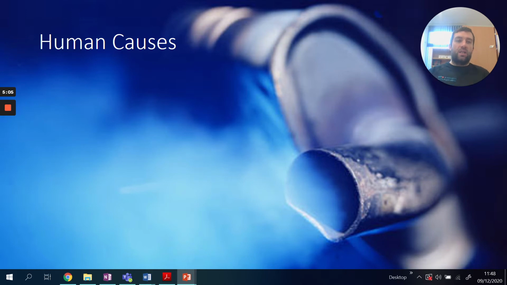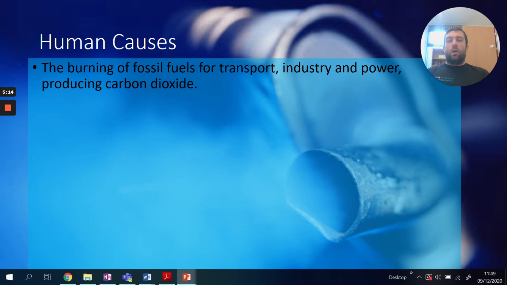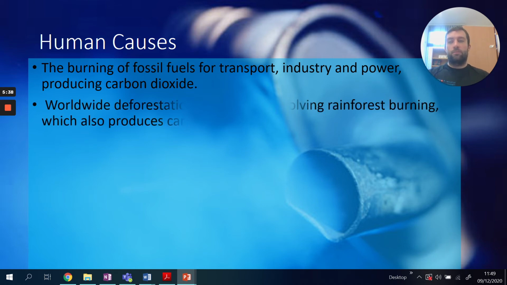So human causes, this is the things that me and you do, either through what we buy or actually physically putting greenhouse gases into the atmosphere. So burning fossil fuels for transport, so for me it's my car, for industry, for power, so all your electricity at the moment, and it's slowly changing, which is good, is produced by burning of fossil fuels. Quite recently, Scotland has had a few days where wind power has produced all the electricity, but depending on how much we use, it's usually coal powered.